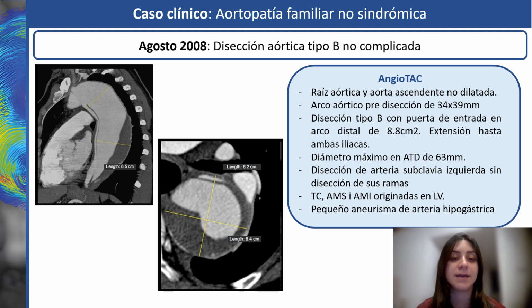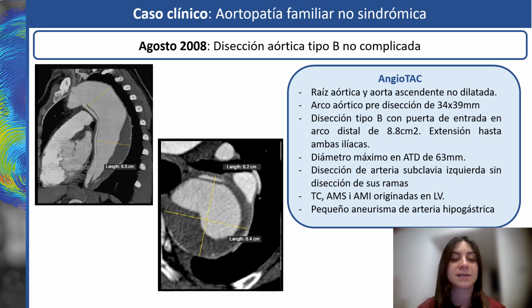The CT scan also indicated that the aortic root and ascending aorta were not dilated. The proximal arch, just before the beginning of the dissection, measured 39 millimeters, and at the distal arch, a large entry tear originated the aortic dissection that extended to both iliac arteries, with involvement of the left subclavian artery ostium, which was dissected but remained patent, and some visceral trunks that originated from the true lumen and were well perfused.